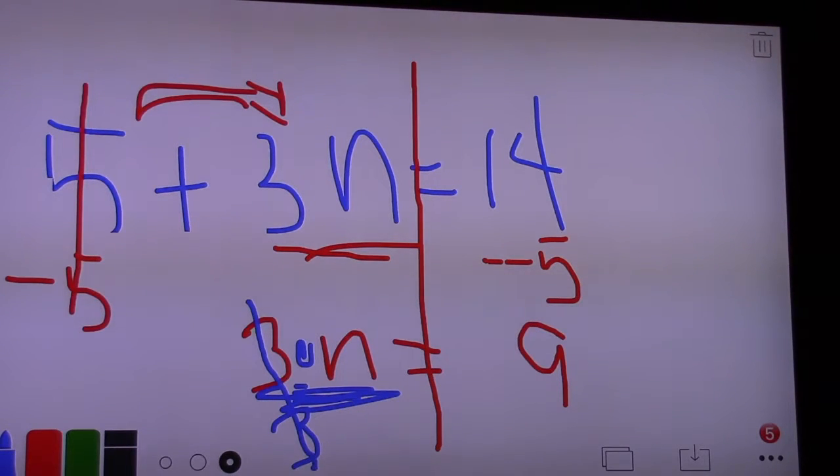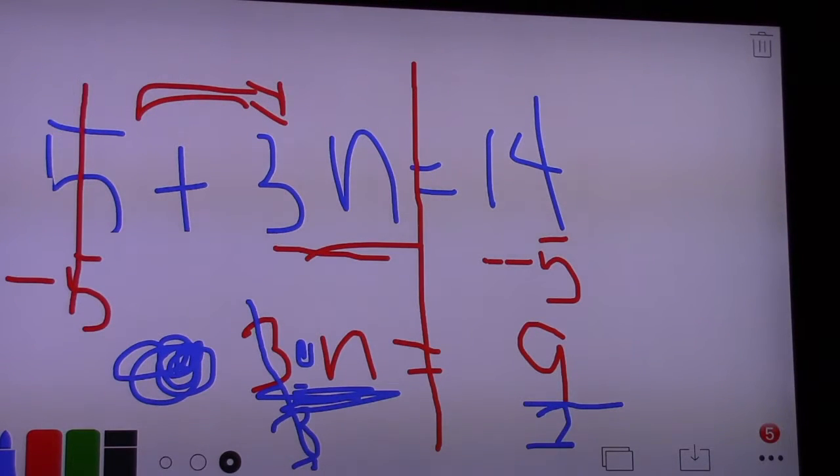Now on the other side of the equation, I divided this side over here by 3. So on the other side of the equation, I have to divide the 9 by 3. And when I divide 9 by 3, pretty sloppy 3, I'm almost out of room on my iPhone. When I divide that 9 by 3, I ask myself how many 3's are in 9, and the answer is 3. So n will equal 3.